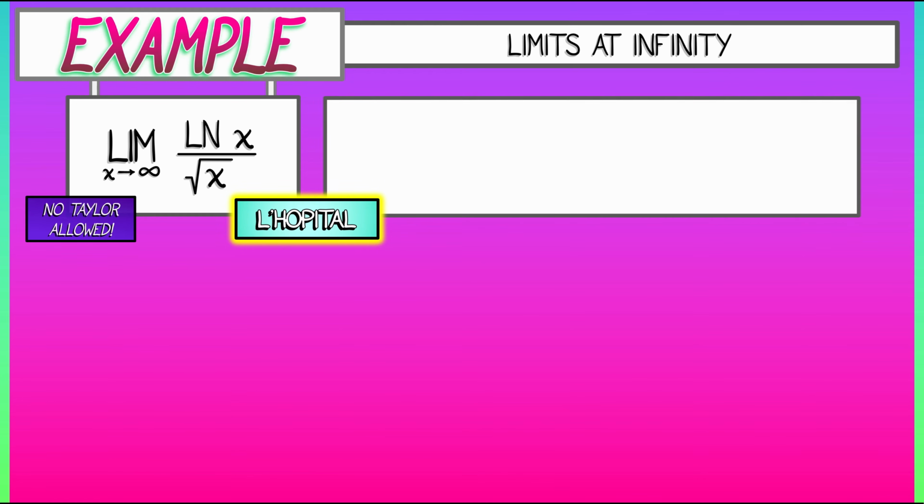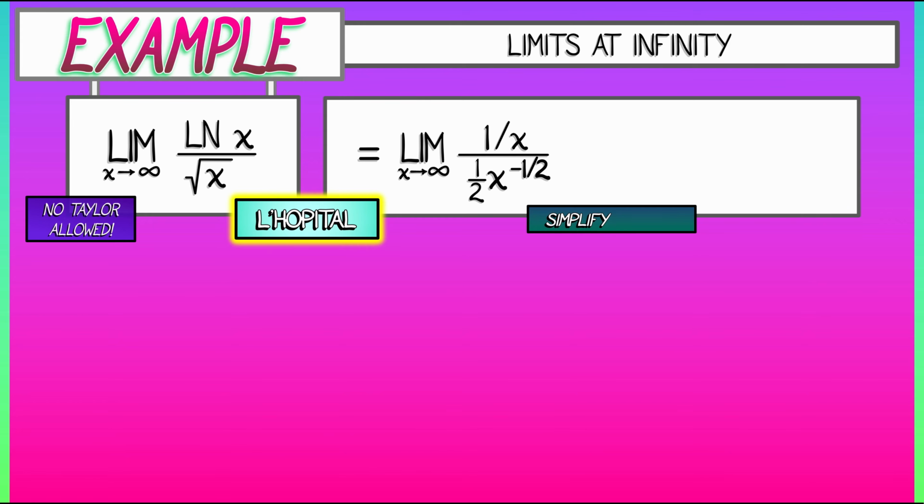Taking the derivative of the numerator and of the denominator, what do we get? We get the limit as x goes to infinity of, in the numerator, the derivative of log, which is 1 over x. In the denominator, the derivative of x to the 1/2 is 1/2 times x to the minus 1/2. Doing a little bit of algebraic simplification leads to the limit as x goes to infinity of 2 divided by square root of x. Now this is easily evaluated to be 0.